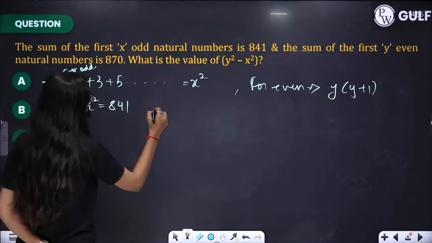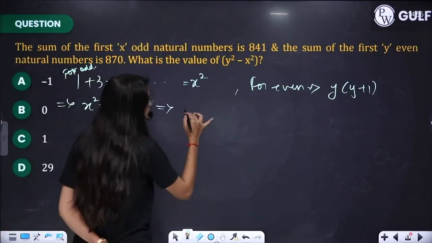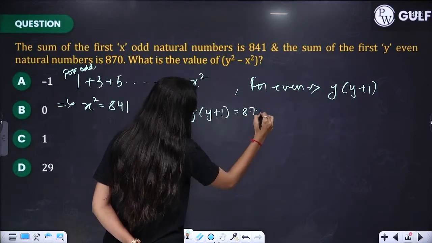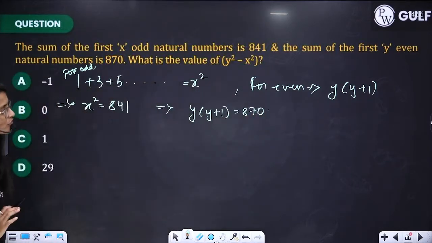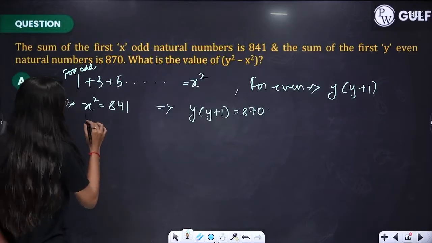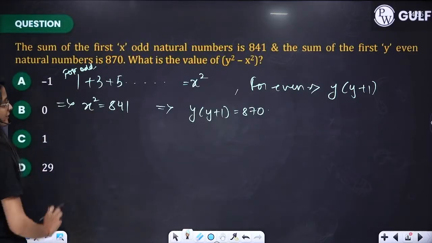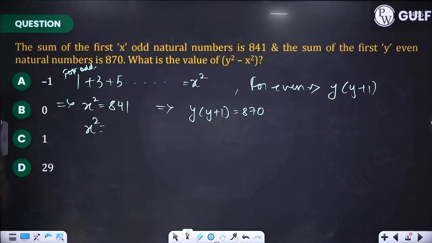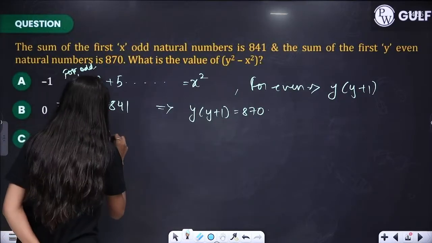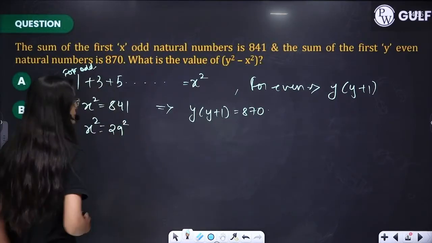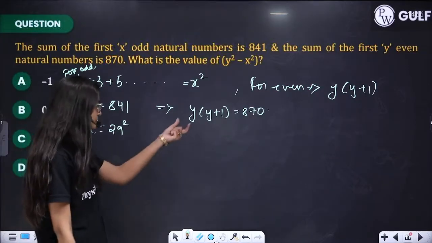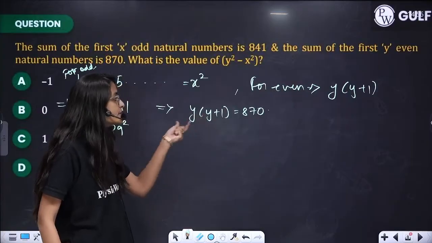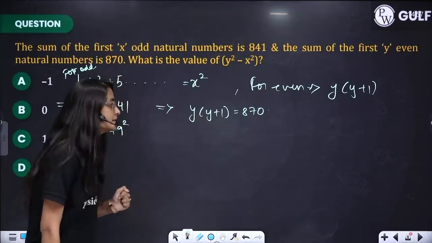For x square it would be 841, and y into y plus 1 gives me 870. If I observe both the equations carefully, what can I see? That a number when squared gives me 841. So we have 29 square as 841, so my x square will be 29 square. And in my second equation, if two consecutive numbers are multiplied, I am obtaining 870.